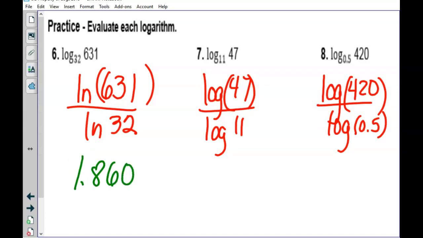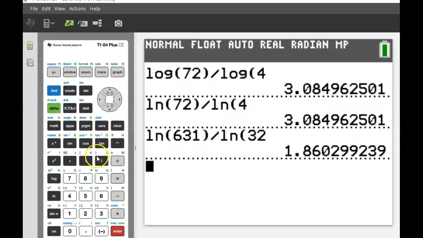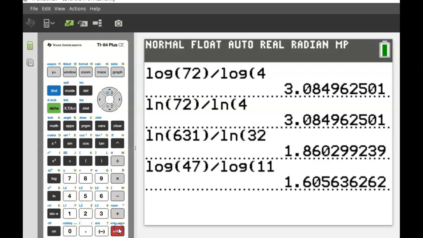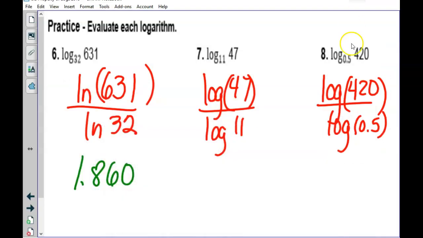Okay, I'm gonna do one more and then I'll show you the trick. Log 47 divided by log, what was it on the bottom? 11. Thank you. Weird base, huh? 1.606. Okay. Did the last one come out negative? Yeah. Anybody type the last one? What did you get?